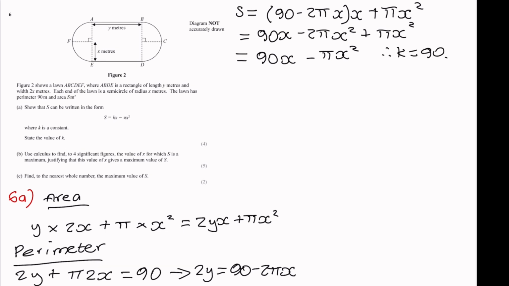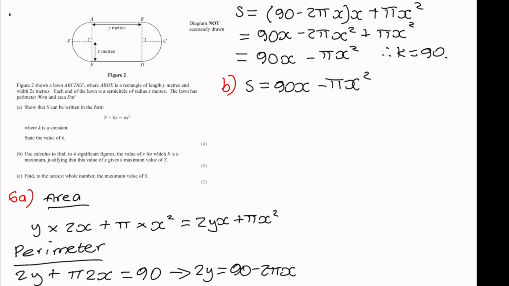Part b. Use calculus to find to 4 significant figures the value of x for which S is a maximum, justifying that this value of x gives a maximum value of S. So we know our function is S equals 90x minus pi x squared. So to find a maximum or minimum, well, in this case we know we need to find a maximum, you would differentiate the function and set that equal to 0. So the gradient is 0 on the maximum or minimum of a function or of a curve.